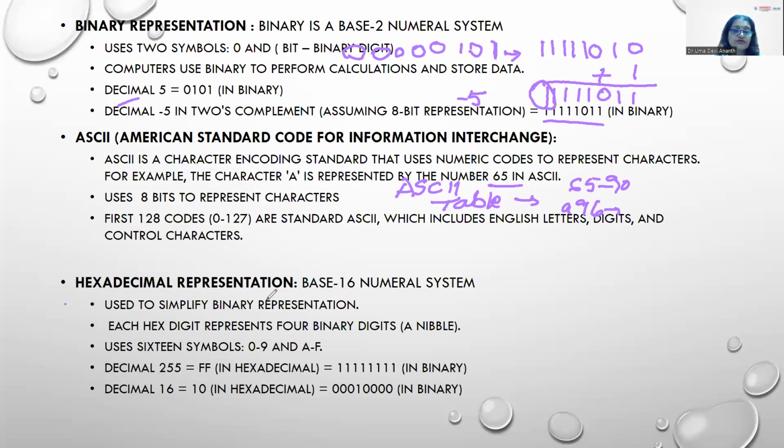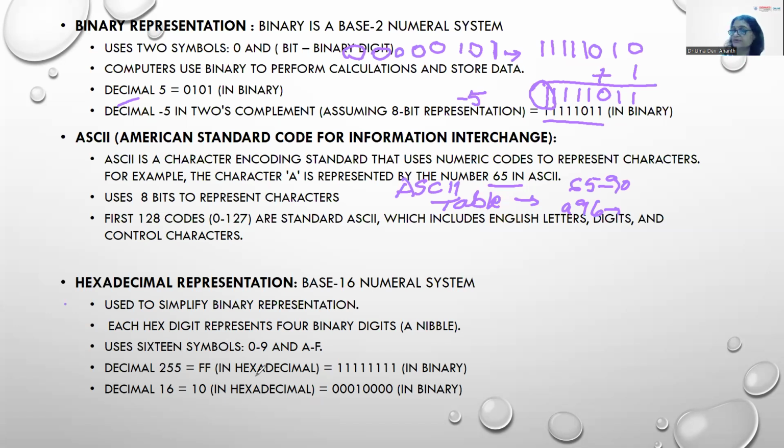Representation. So therefore, we use hexadecimal representation. And here, the values that are used are 0 to 9, plus after that, we use A to F. So 16, base 16 means there should be 16 values, right? So 0 to 9 and A to F are used for base 16.